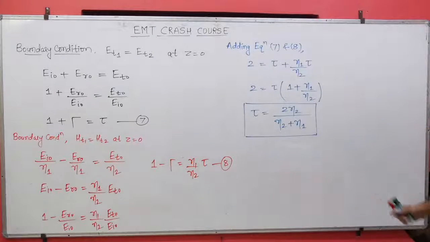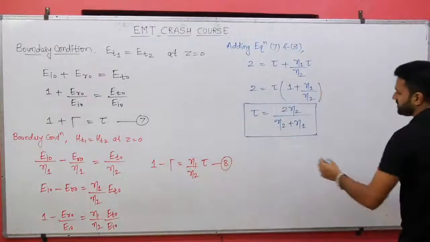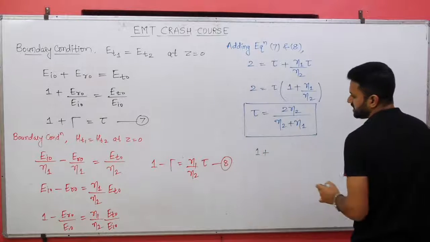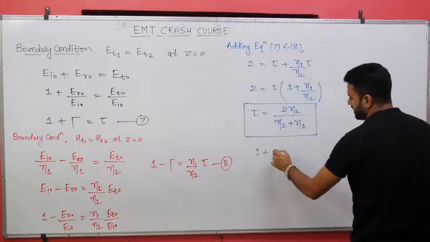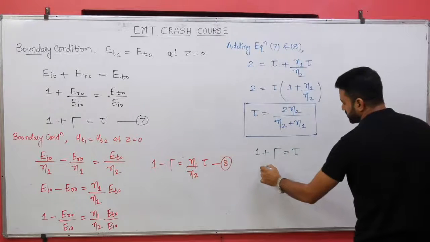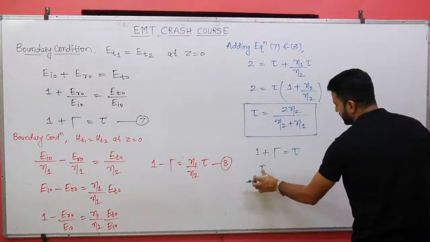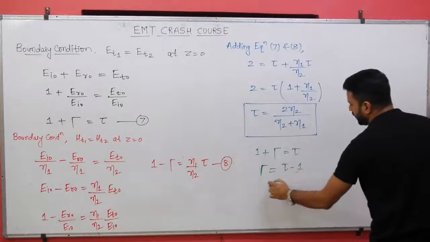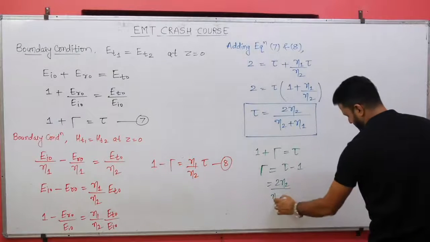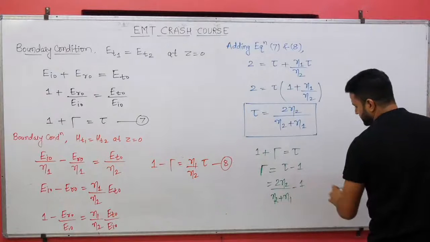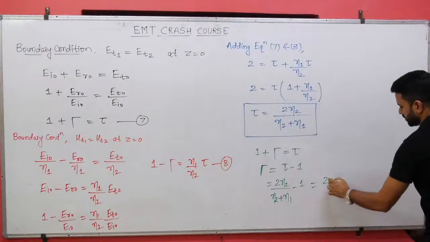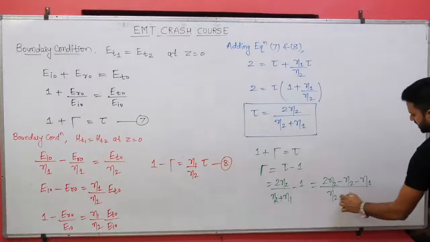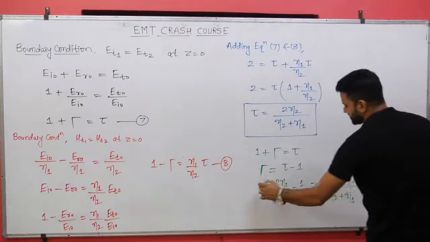Now when we substitute the value of the transmission coefficient in equation number 7, we get 1 plus gamma is equal to tau. Here we want to calculate gamma, because tau we have calculated. So gamma equals tau minus 1, and tau minus 1 means 2 eta 2 divided by eta 2 plus eta 1 minus 1. After solving this, this is 2 eta 2 minus eta 2 minus eta 1 divided by eta 2 plus eta 1. So this is the gamma.